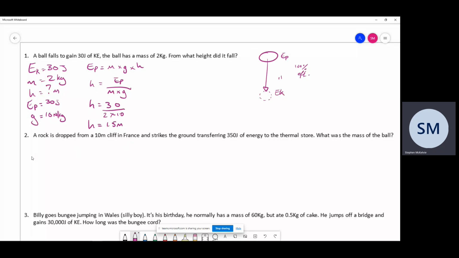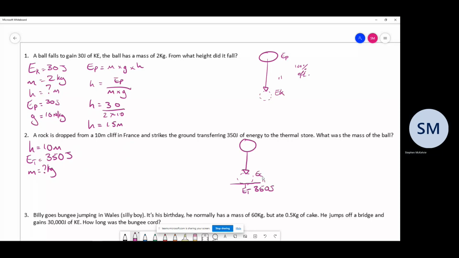This is really important. Remember this. A rock is dropped from 10 meters, so a height of 10 meters, from a cliff in France. That means it's on Earth, and it strikes the ground, transferring 350 joules of energy to the thermal store. Energy in the thermal store is 350 joules. It's asking you what the mass of the ball was. And again, we don't have the full mass of the ball, but this is a rock. It's being dropped onto the ground, and when it hits the ground, the kinetic energy is going to turn into a thermal energy store. And again, if we assume 100% efficiency, then the 350 joules that was transferred to the thermal store will be equal to the kinetic energy, which will also be equal to the potential energy.